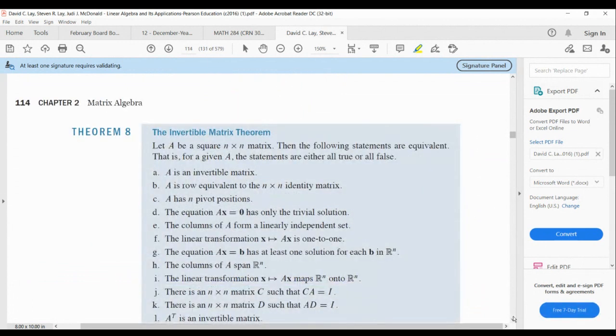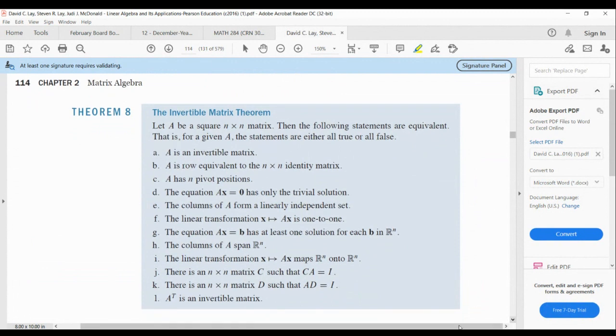Ta-da! There it is. How many of you is this maybe the biggest theorem you've seen in your life? The invertible matrix theorem. Okay. Okay, Eleanor's wow, Olivia's probably. Well, you'll be happy to know.